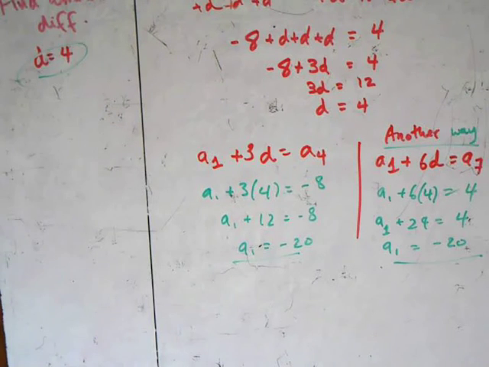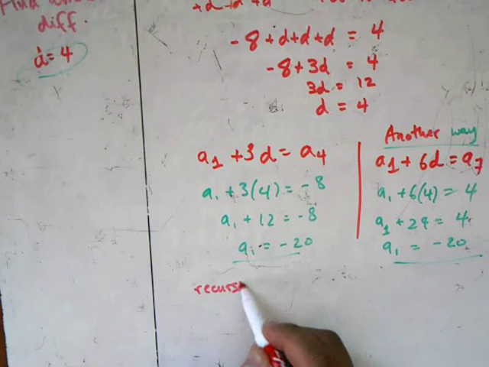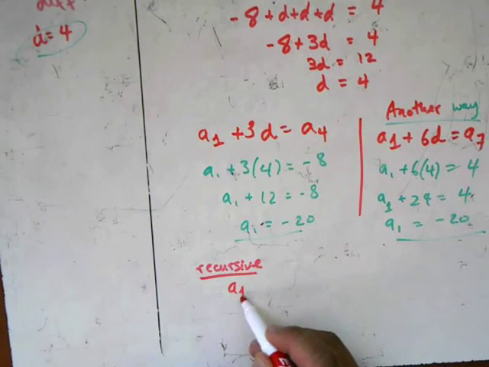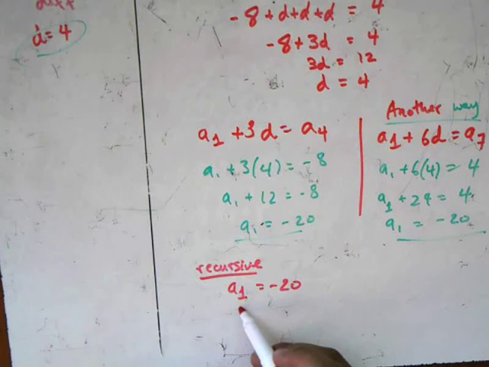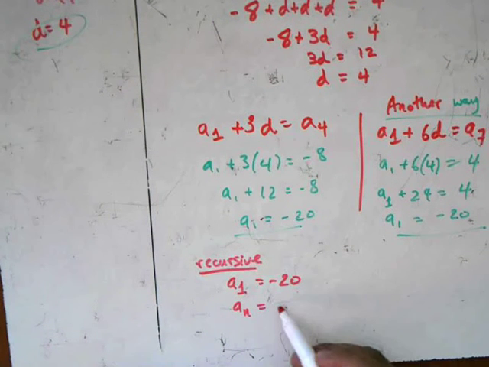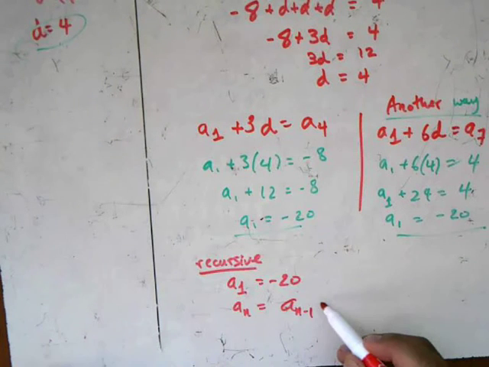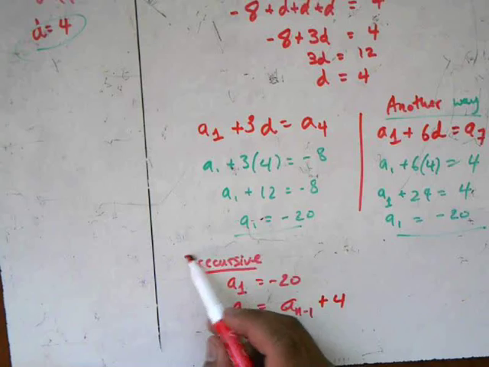So for the recursive rule, we need two sentences. First, we need to tell what A1 is. Well, we already figured that out. It's -20. And then we need to figure out how to go from a sub n minus 1, the previous term, to the current term. Well, we're just adding the common difference, because this is an arithmetic sequence. So this is plus the common difference, which is 4.